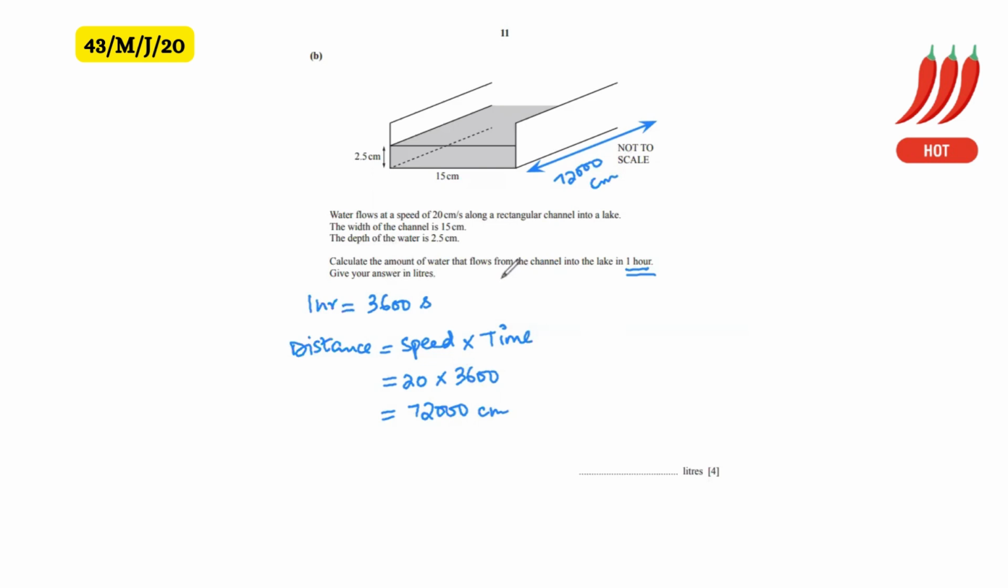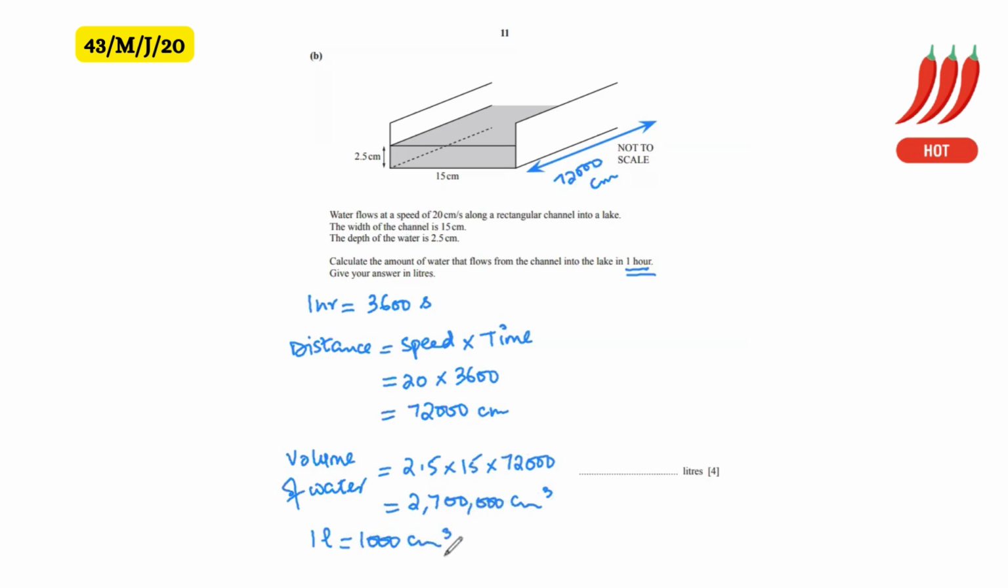Now, to calculate the amount of water that's flowing, that's basically the volume of the water, because the units are liters. So it's going to be 2.5 times 15 times 72,000, and that is going to give us 2,700,000 centimeters cubed. They want the answer in liters. So 1 liter is 1,000 centimeters cubed. So this in liters is going to be 2,700,000 divided by 1,000.